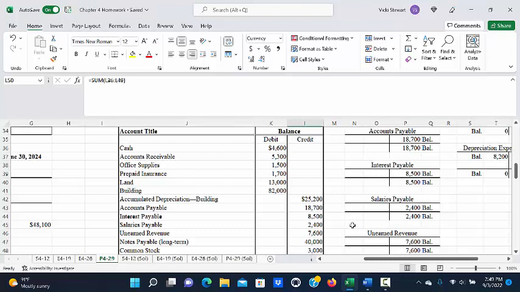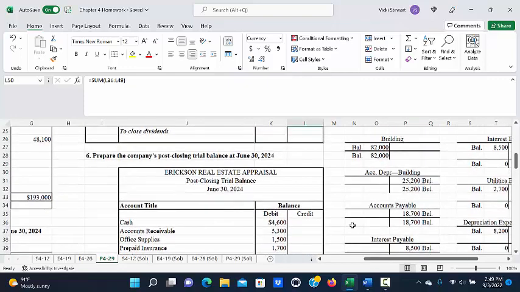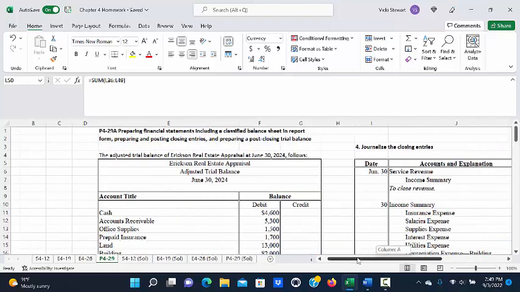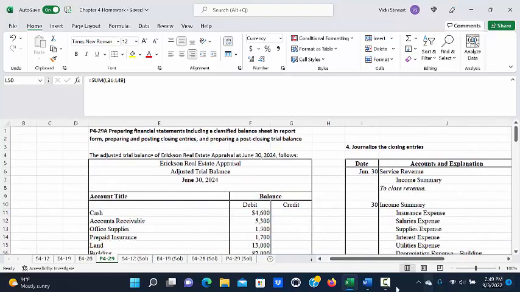All of our financial statements have been completed, and we have proved that our debits and credits in our permanent accounts do equal. So we are now ready to start the new accounting cycle, and that is the conclusion of the demonstration for problem 429A.